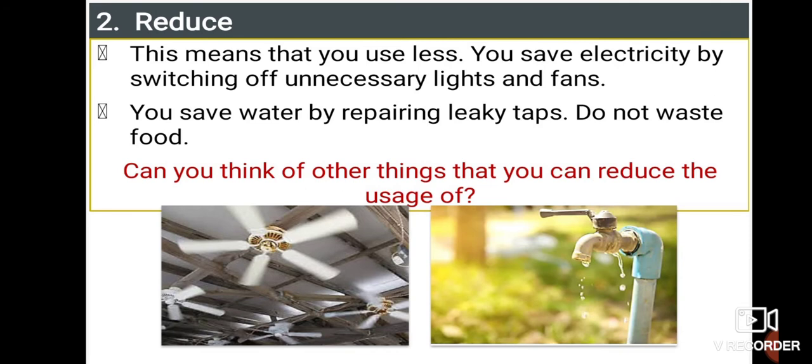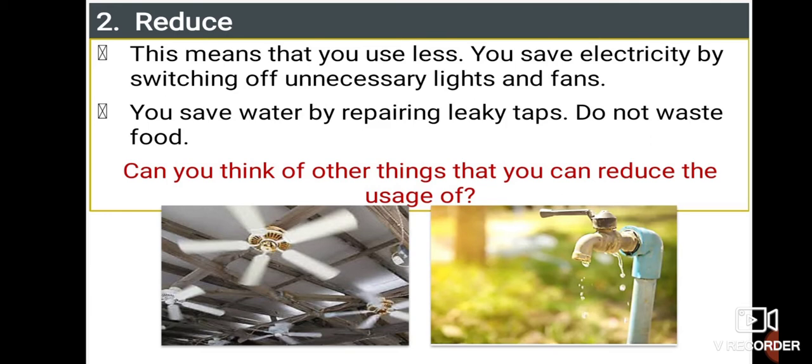You save electricity by switching off unnecessary lights and fans. Isn't it? We can see that many people use lights in the time of sunlight, even though there is sunlight present. So we must see that during the more sunlight we must not use any of our lights unless we are having no lights. You save water by repairing leaky taps.